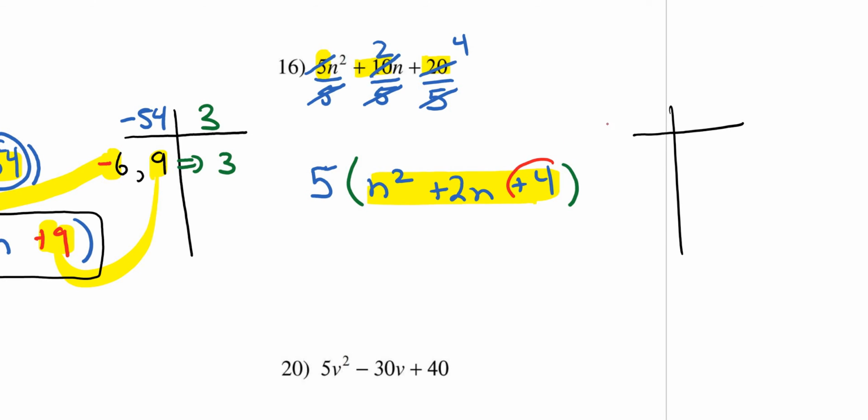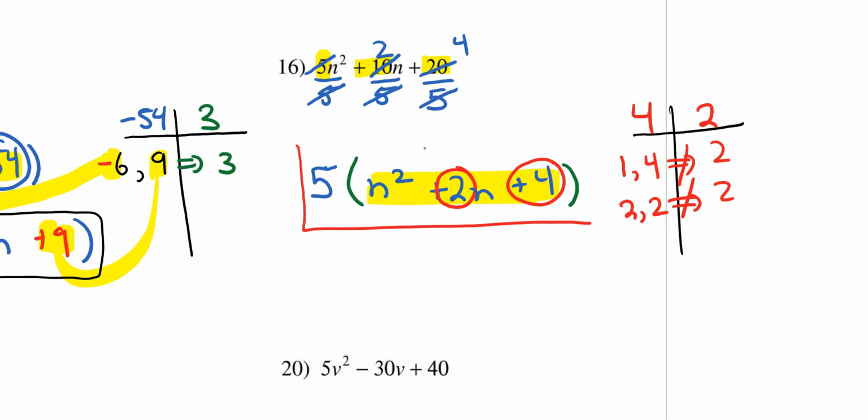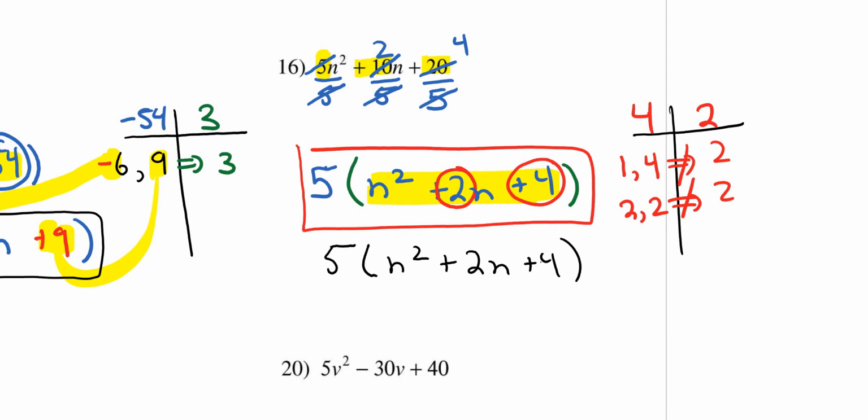So the last number here is a 4, and the middle number here is a 2. So we need two numbers that multiply to 4 and add to 2. Well, unfortunately, we can't really do that. 1 times 4 is 4, and 2 times 2 is 4. But there's no way these numbers can get us the 2 here, right? We just can't do it. So this right here is just our final answer. Our final answer for this one is 5 times n squared plus 2n plus 4. That's our final answer.